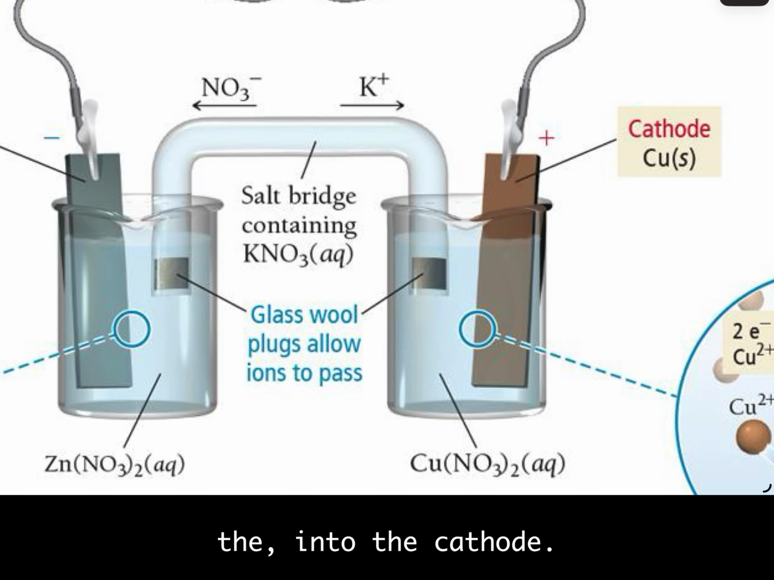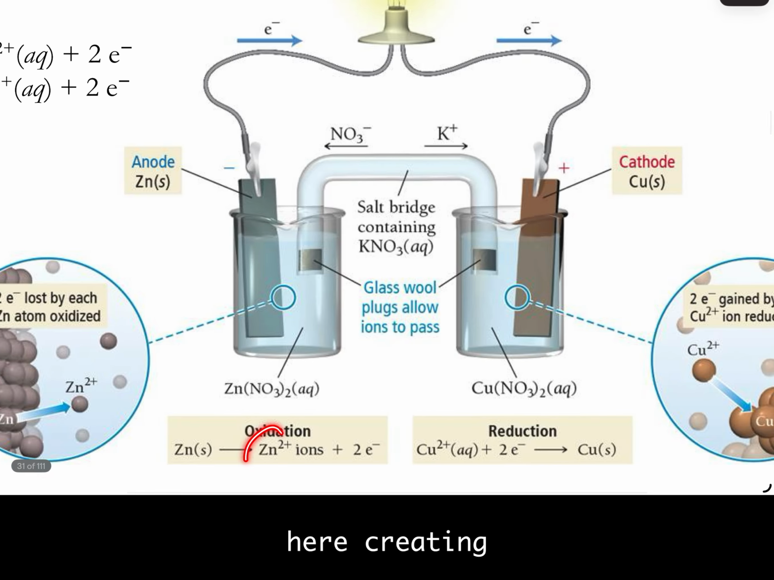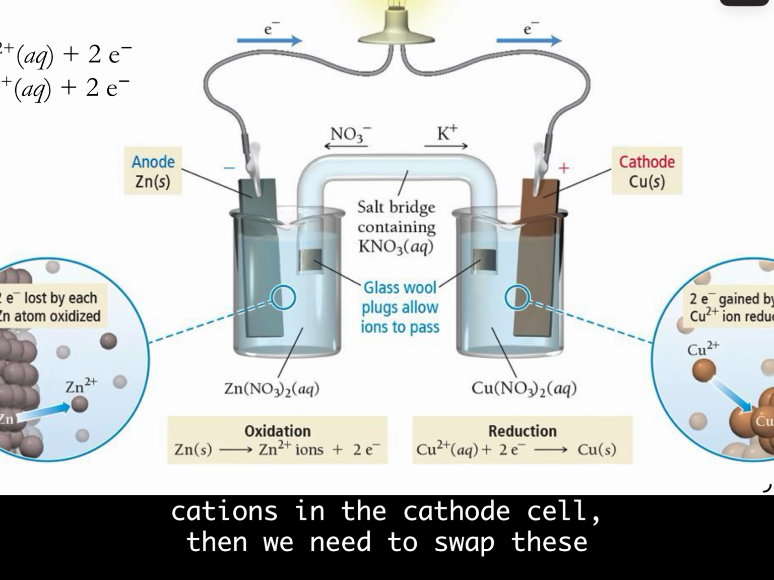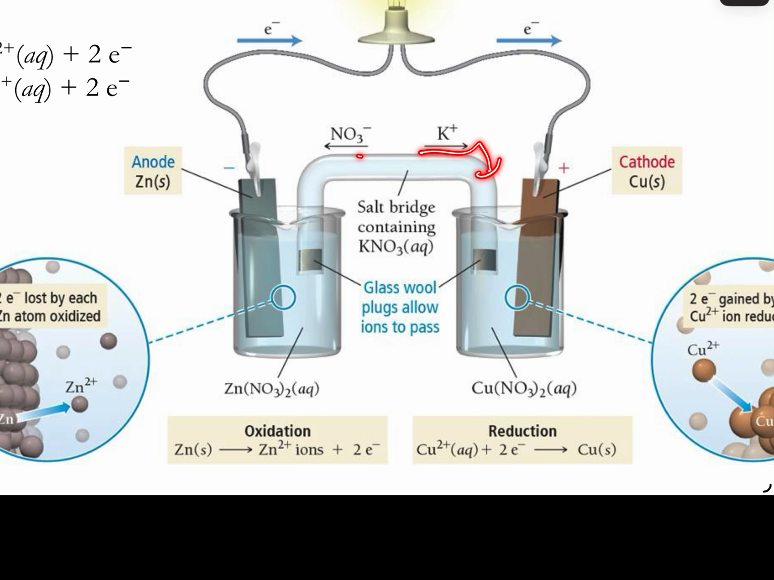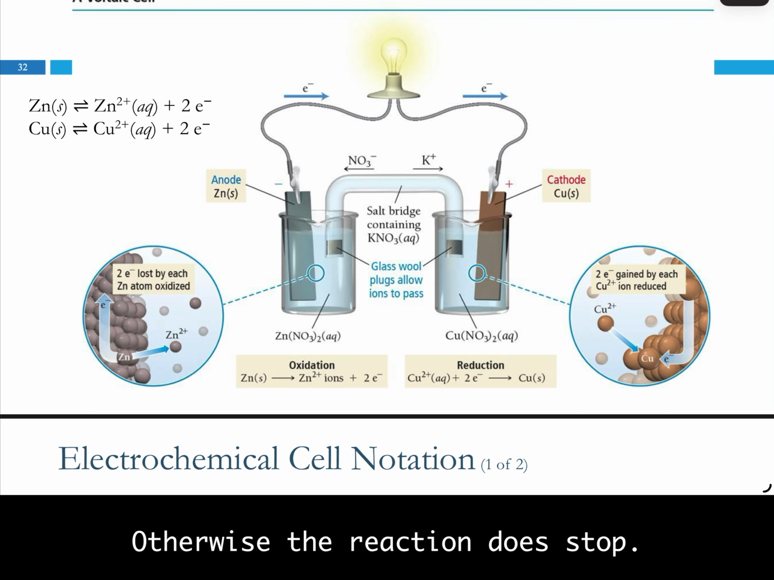Into the cathode. Because we are creating zinc ions in the anode cell, and we're using up cations in the cathode cell, we need to swap these ions to make up for those charge differences. Otherwise, the reaction does stop.